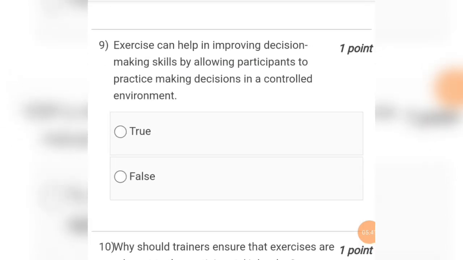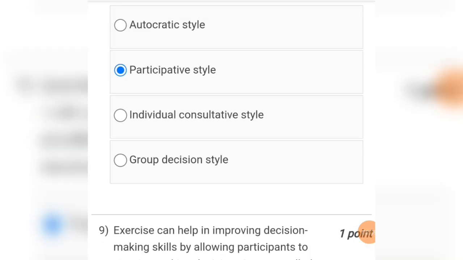Question number 9 is true or false. We just have to answer whether the given statement is true or false. The statement is: exercise can help in improving decision making skills by allowing participants to practice making decisions in a controlled environment. So is this statement true or false? This is a true statement.